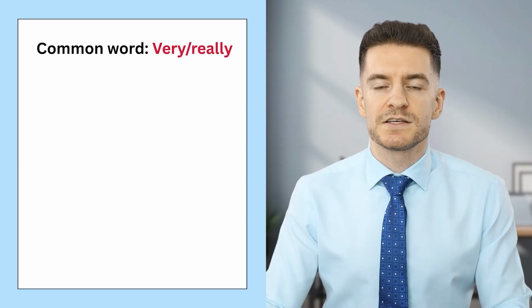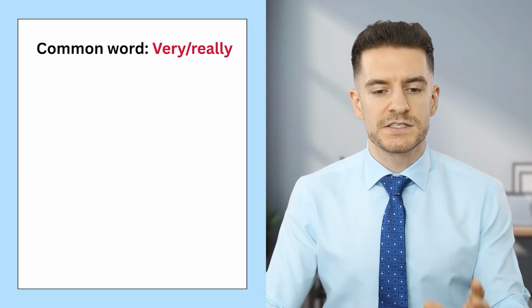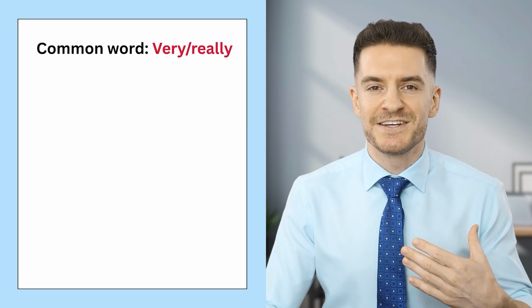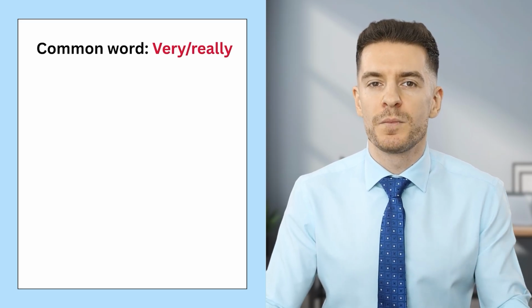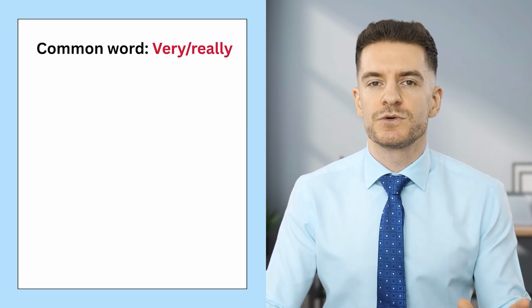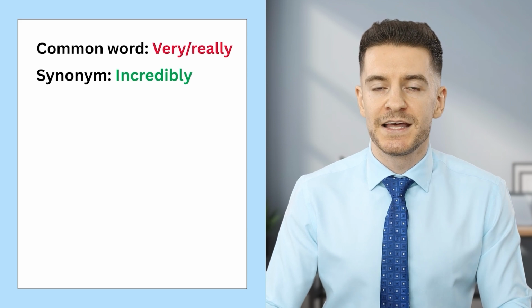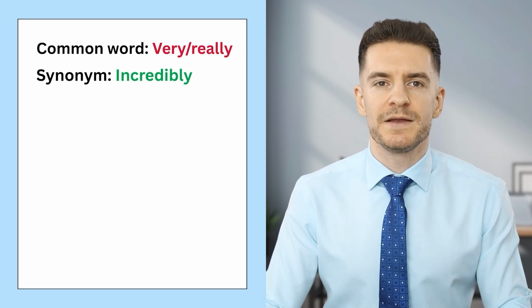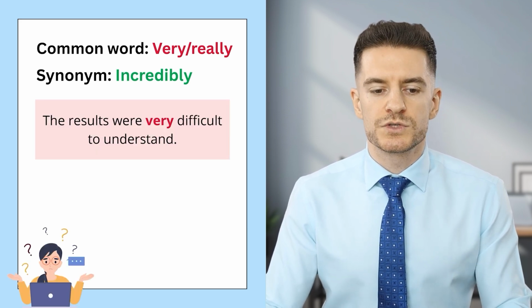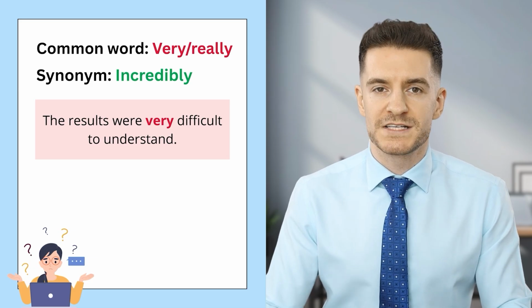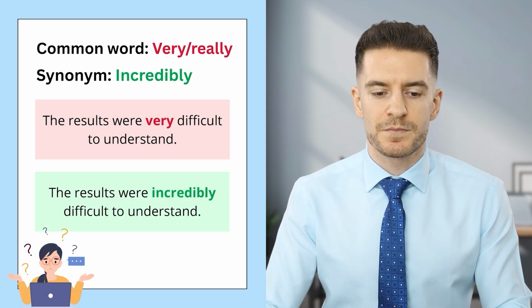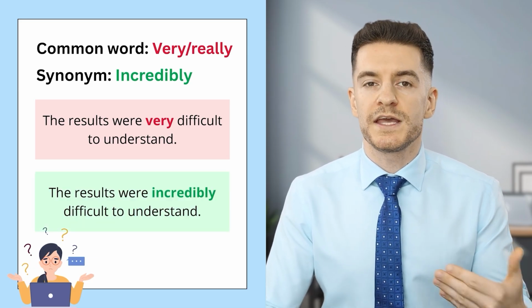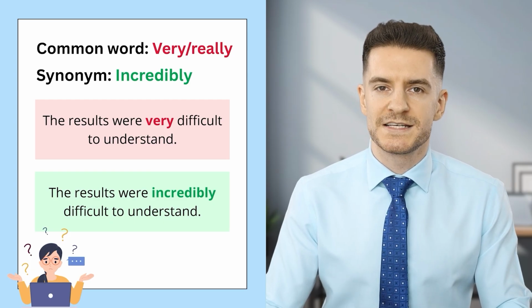Let's move on to word number 3, which is very or really. This is a very, I even just said it then, it's a very common word in English. So instead of using very or really, you can use the word incredibly. For example, the results were very difficult to understand. Now, we could say something like, the results were incredibly difficult to understand.